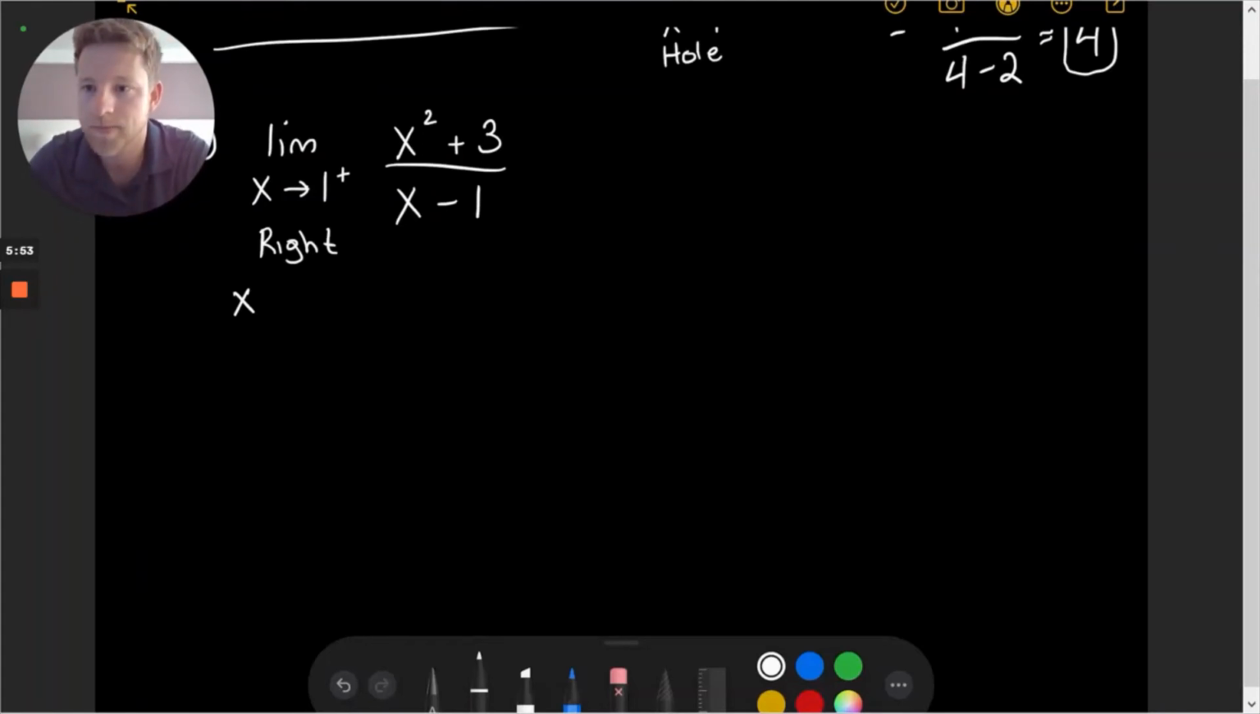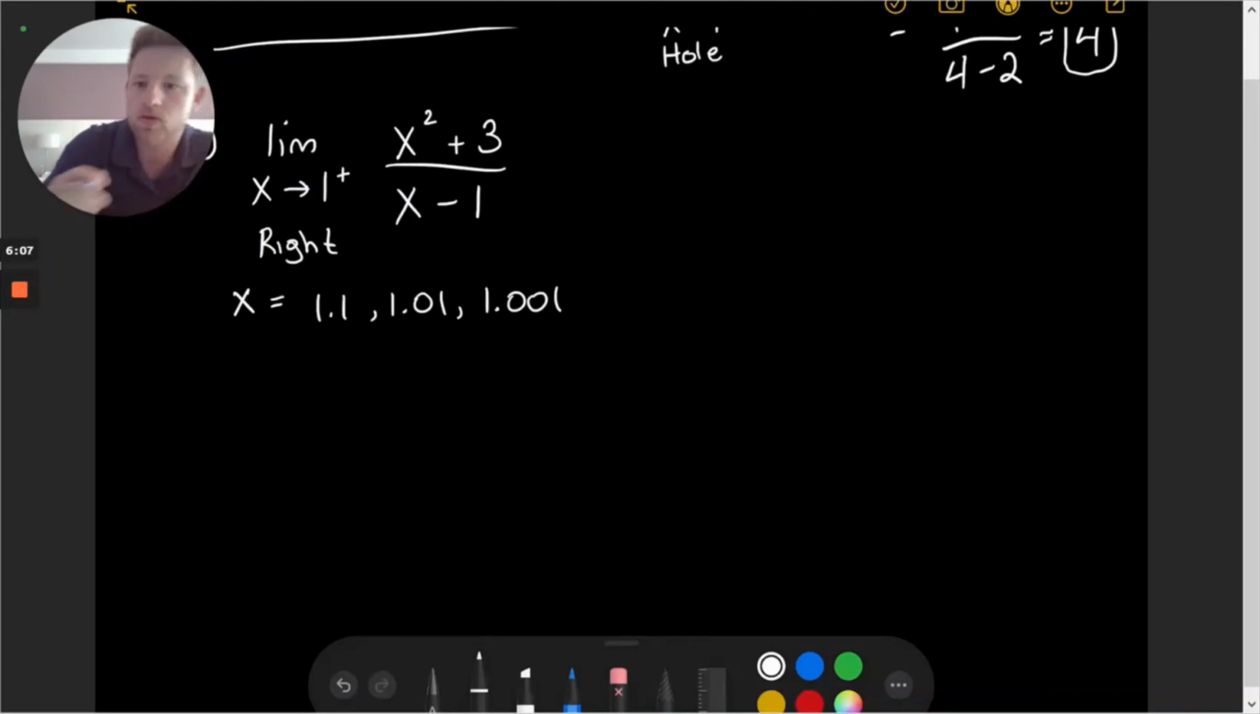and see what happens to the function. So the values we want to consider are maybe something like 1.1, 1.01, 1.001, getting closer and closer to positive 1, but from the right or from the positive end. So let's just consider what is happening to our function for both the numerator and denominator when I evaluate at values such as these.